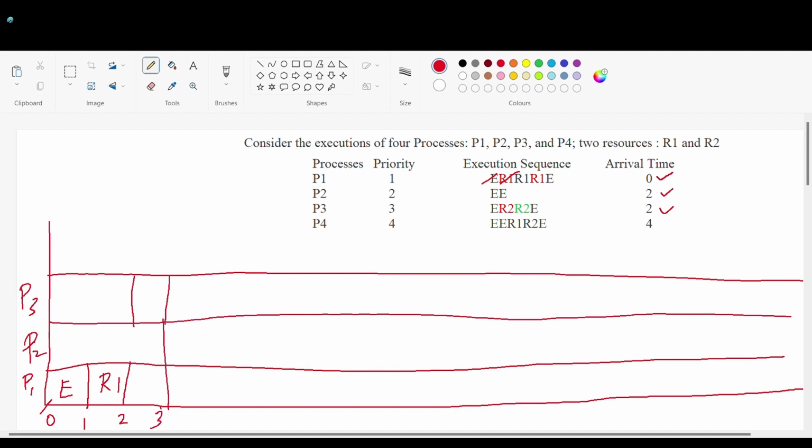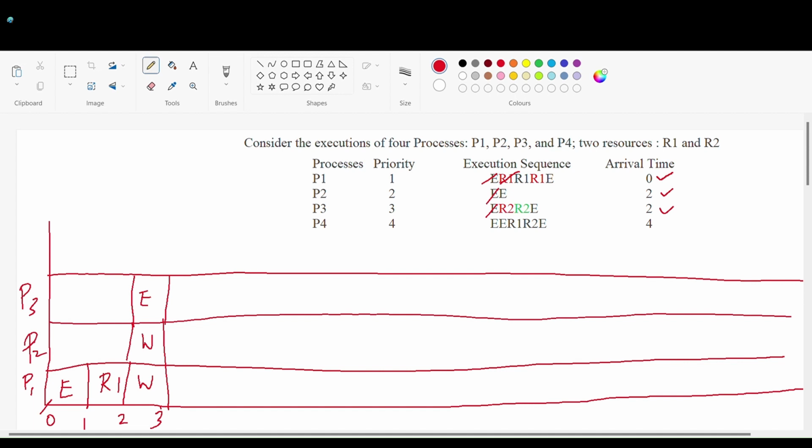P3 will execute E. P2 will go to the waiting state and P1 will go to the waiting state. Only one process can execute at a time, so if P3 is executing, another process will go to the waiting state. Clear this point?